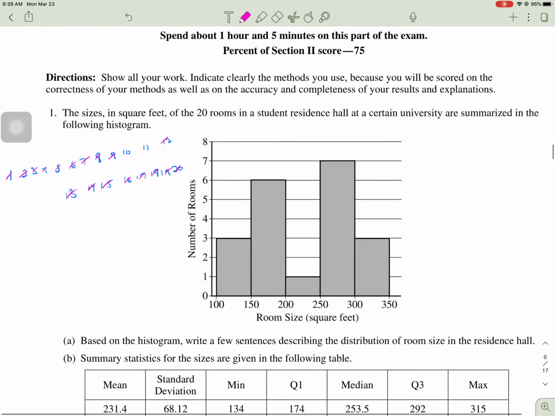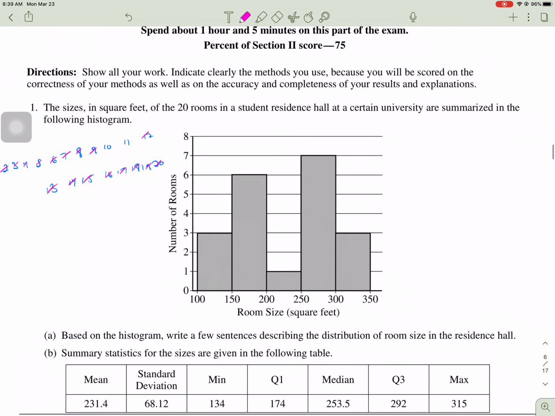And right away, the first question says, based on the histogram, write a few sentences describing the distribution of room sizes. So as soon as you see this, this is talking about, if we remember, size, shape, outliers, center, spread. And don't forget context. We'll see how important that is in 1 second. Been stressing that all year.